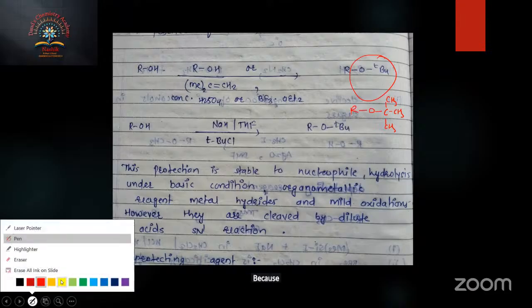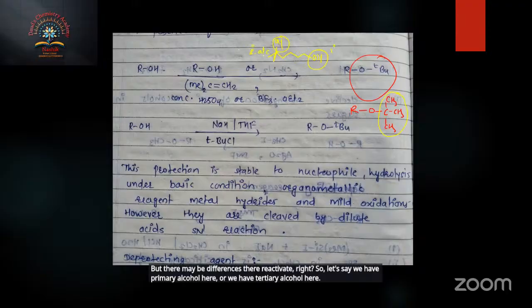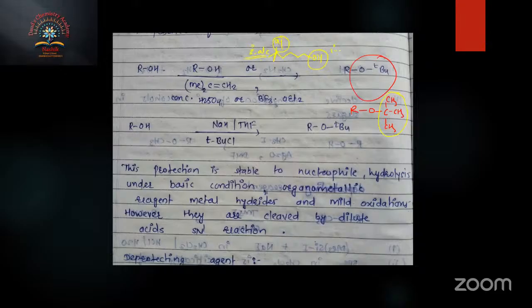because of bulkiness. See, tertiary butyl group is one of the bulky groups. So if you have different alcohols, like you have primary alcohol, you have tertiary alcohol, definitely there may be a difference in their reactivity, right? So let's say we have primary alcohol here, or we have tertiary alcohol here. You have different groups, right? So where will it react? Tertiary butyl group, where will it react? It depends upon the reactivity. But definitely it will react at primary alcohol first due to its bulky nature.